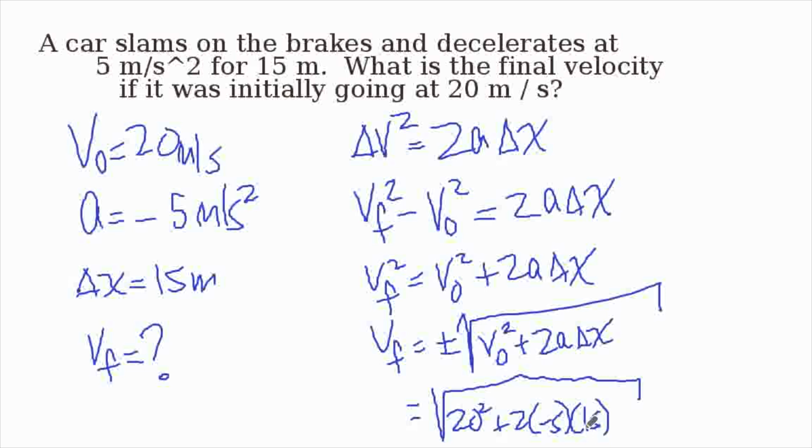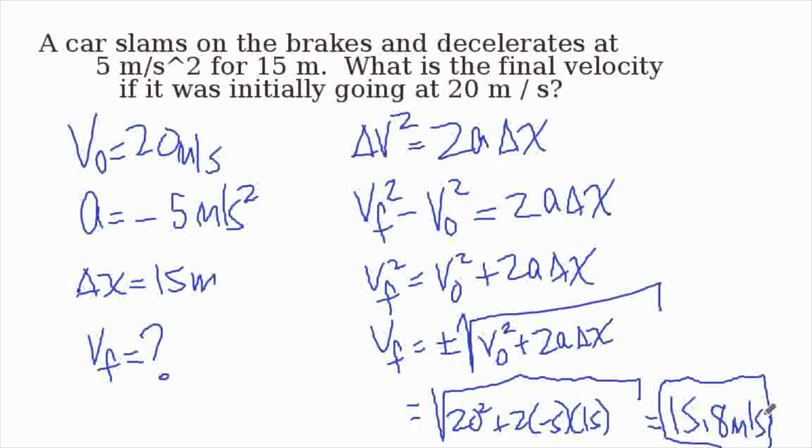So 20 squared minus, okay, so square root of 250, and so that gives about 15.8. It started out at 20 meters per second, and after braking it was going 15.8 meters per second. Alright, isn't that cool? So we can do all kinds of problems now using our kinematic equations.